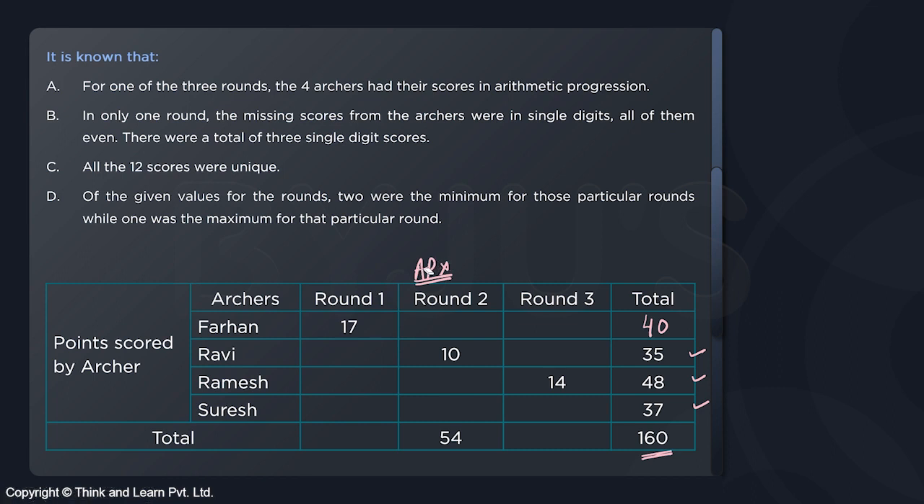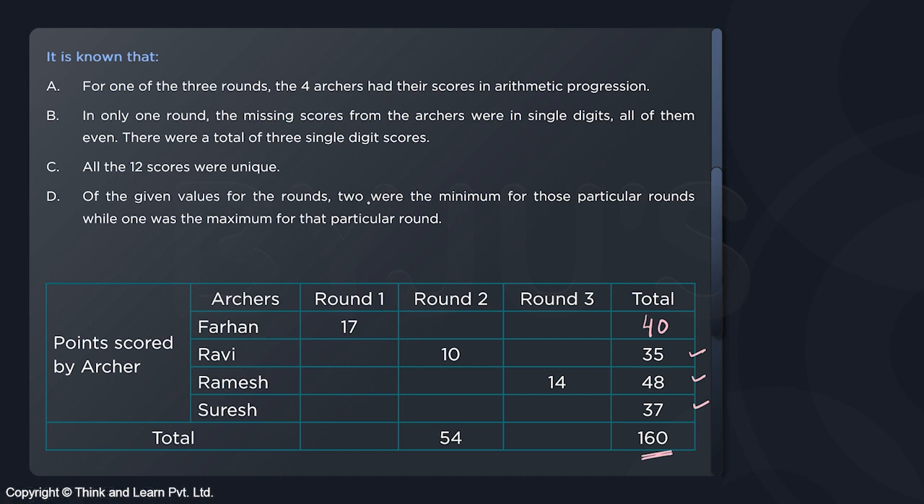Probably I have done this set before, so I went into that aura. Okay, let's come back. In only one round, the missing scores from the archers were in single digits, all of them even. There were a total of three single digit scores. Currently, I can't use that as well. All the 12 scores are unique, that's okay.